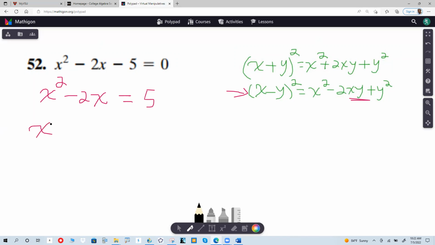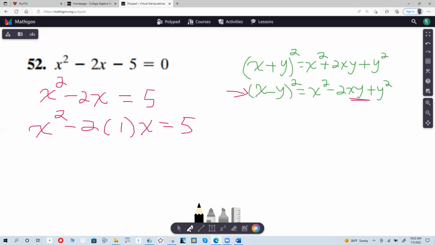X squared minus 2 times 1, because I want this term to be minus 2xy. This is my minus 2. This is my x. This has to be my y.